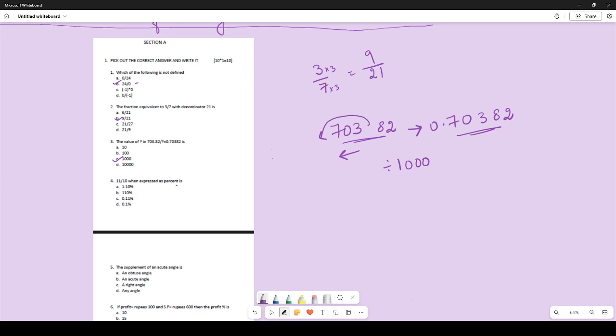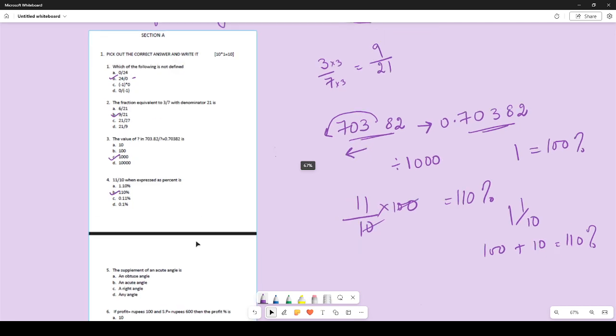11 by 10 when expressed as percent is, now see, fractions, whenever you express them as percent, you do it this way and then you get 110%. Remember that 1 is always equal to 100%. So 11 by 10 is 1 and 1 by 10, so that makes it 100 plus 10, that makes it 110%. I hope that you are able to understand this question. I saw that a few of you got this incorrect.